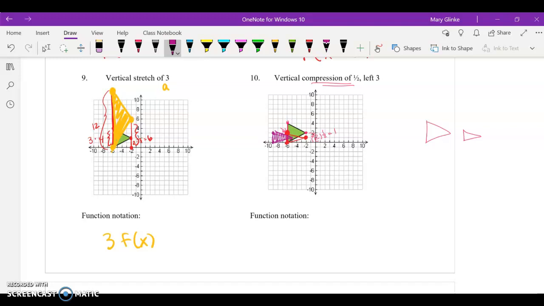So in function notation, the compression is my A value. So there's a 1/2 out in front. This is the compression of 1/2. And to move it left, that's going to be inside here, but it's going to be the opposite because it's inside. Left and right is always the opposite. So it's going to be +3 inside to move it left 3.